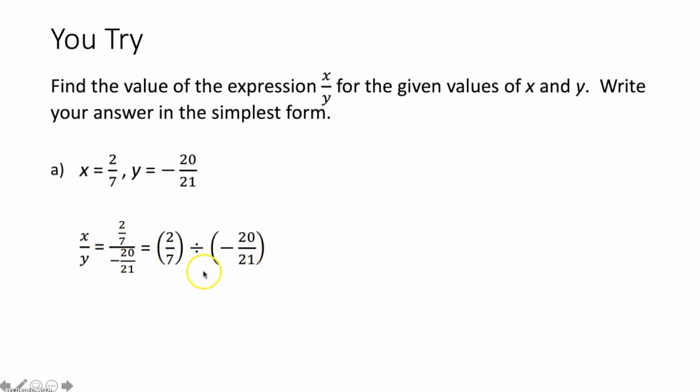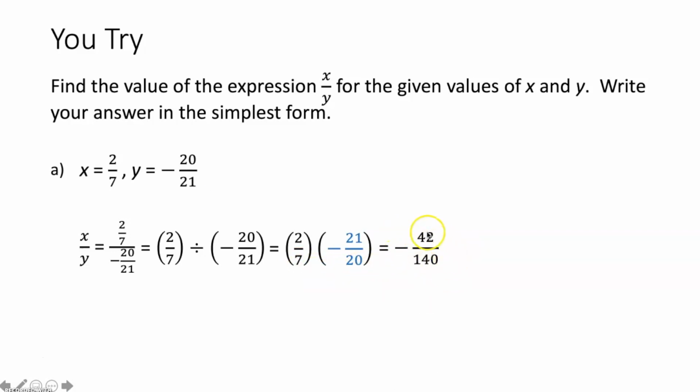Now we just have a division problem, and we're dividing by a fraction. And we know when you divide by a fraction, we just change that to multiplying by its reciprocal. So the 2/7 is going to stay the same. This division sign we're going to change to multiplication, and negative 20 over 21 we're going to take the reciprocal of, and it becomes negative 21 over 20. Now all we have to do is multiply the numerators together and denominators together, and recognize that because we're multiplying two numbers that have different signs, our product, our answer, is going to be negative.